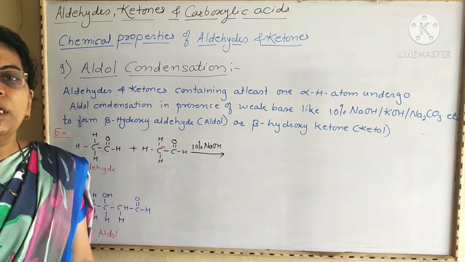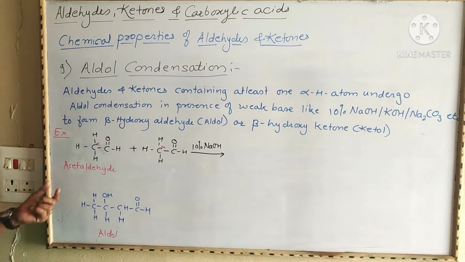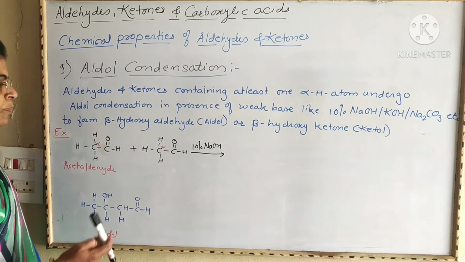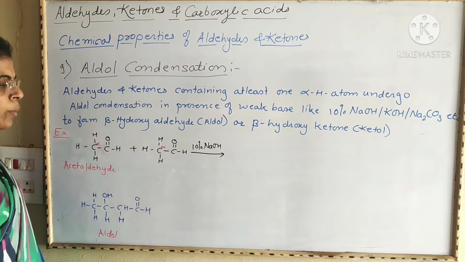Now we are going to see the detailed reaction. Now here first we have taken the example of acetaldehyde. Here this acetaldehyde, that is CH3 C double bond OH.